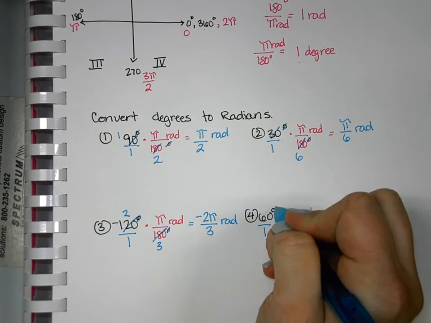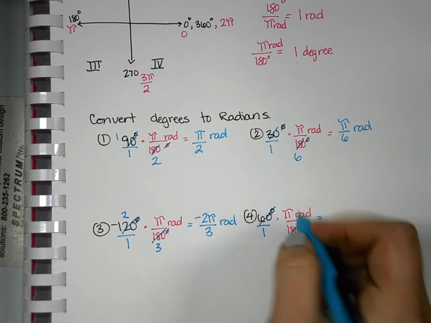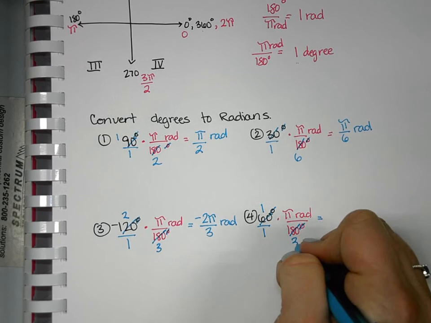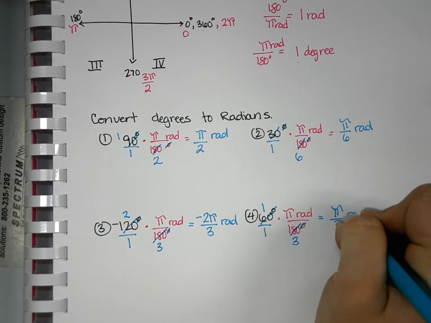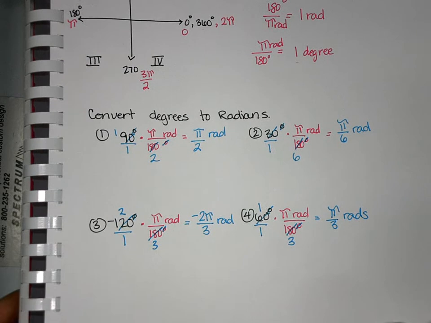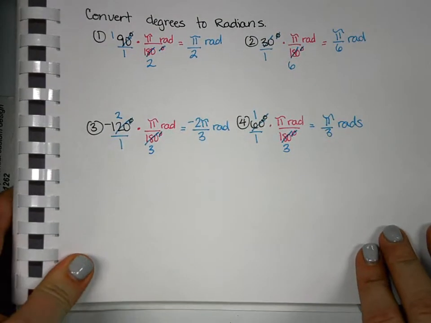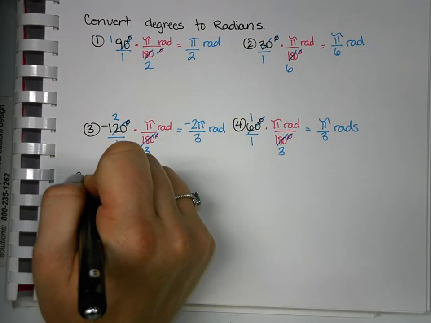60 is over 1. Cancel the units, and then 60 and 180 can reduce to 1 and 3, so we end up with pi over 3 with radians as our unit. Okay, we also can go the other direction, so convert radians back to degrees, because sometimes if we want to work with degrees, we want to go the other way.